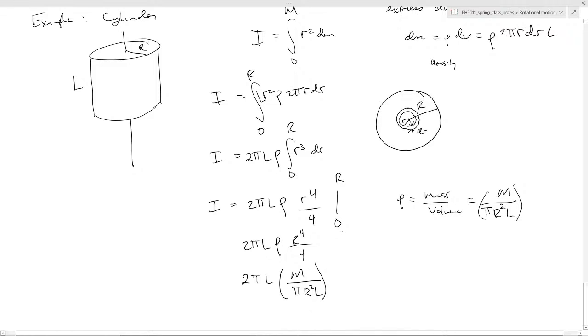So when we put that in for rho in our expression after our integration, notice most everything here is going to cancel out. We lose our factor of L. We lose our factor of pi. 2 over 4 will become 1/2. We'll still have the capital M. And then R to the 4th over R squared will give you a factor of R squared. And this is the moment of inertia for a cylinder when you're rotating it about its axis like that.